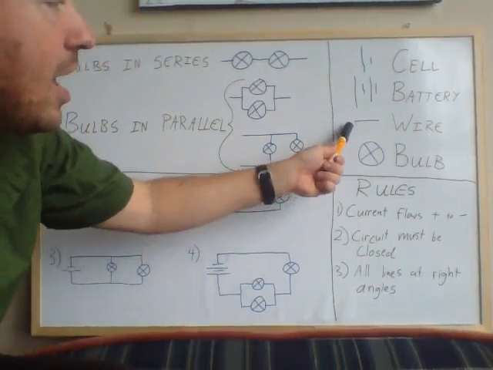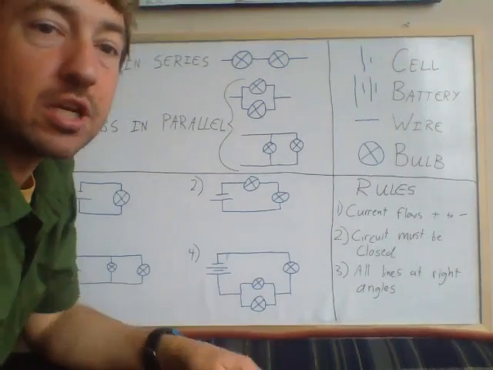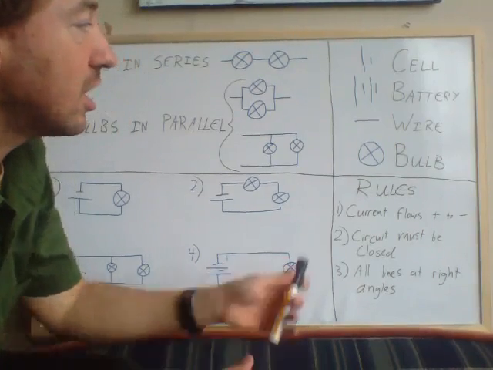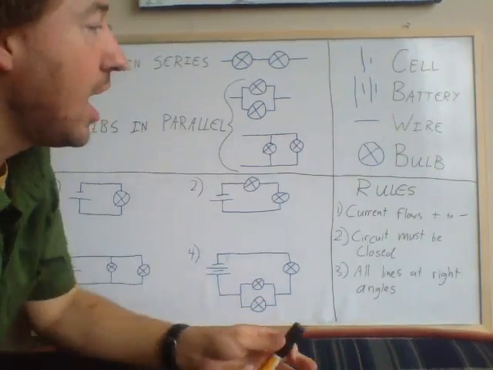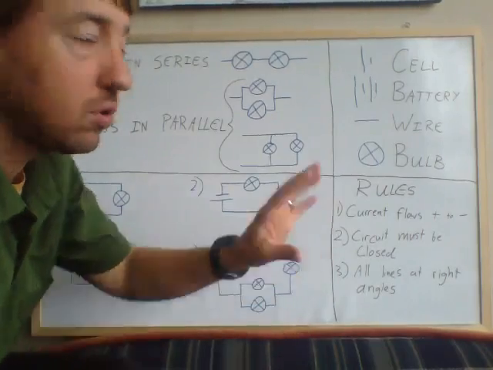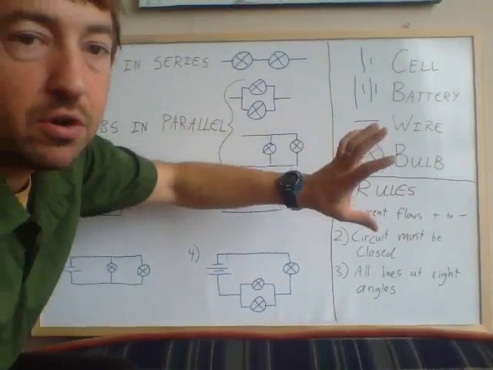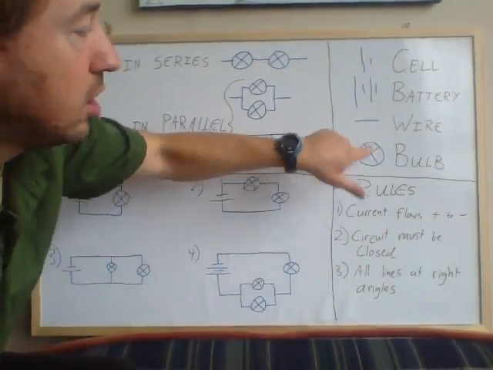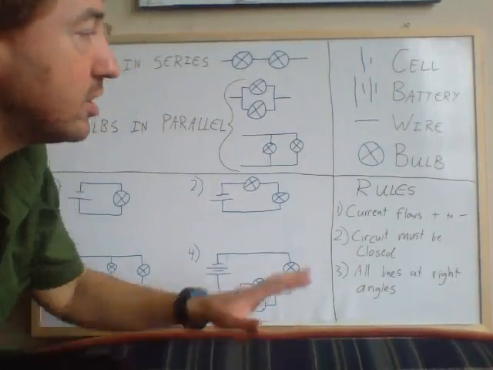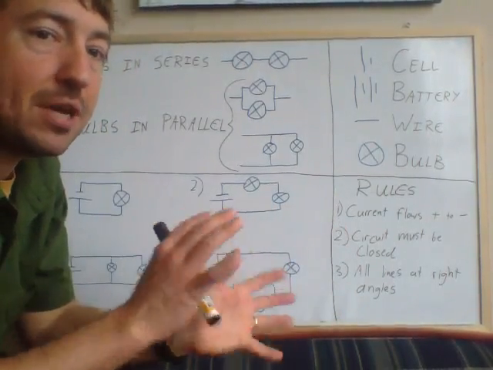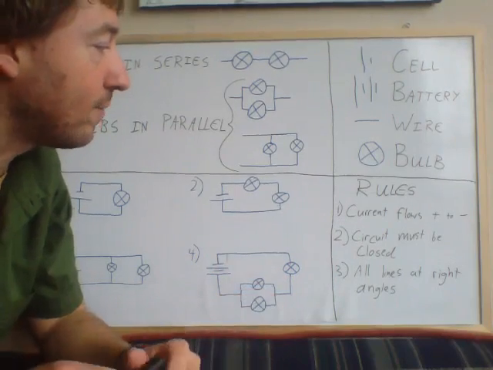And then we're going to have wires or some sort of conductive circuit, and these are just going to be straight lines. And then we're going to have a bulb or a light bulb. And there's a few different notations for this. We're going to be using a circle with an X through it. So this is just a light bulb. Very basic circuits that we're looking at right here.